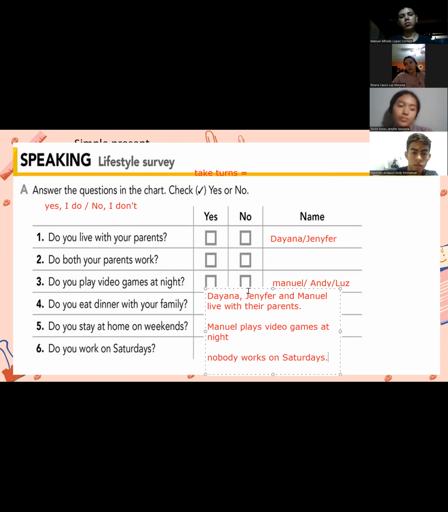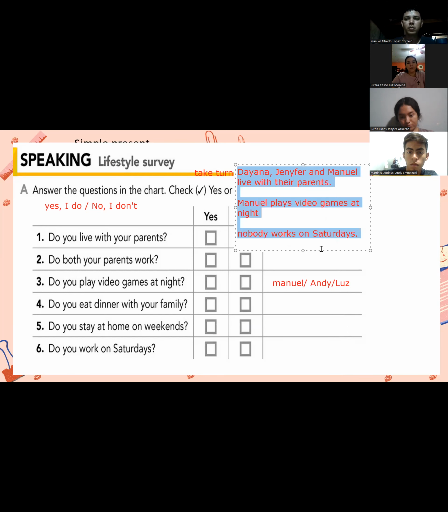Okay, questions about this activity? No questions? Si quieren, tomen captura a esto. Para que tengan una idea el presentador, cómo va a presentar.